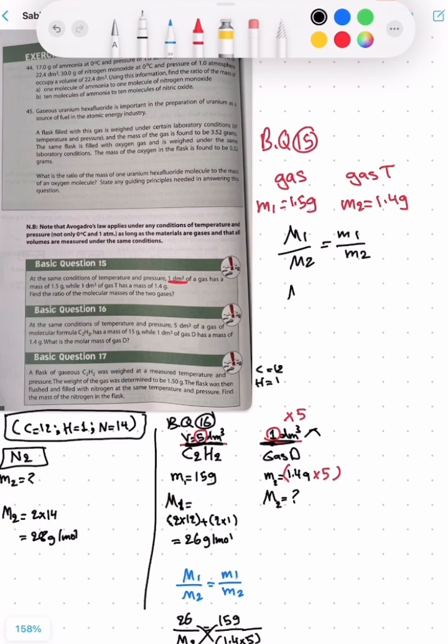It means leave it as a fraction. So M1 over M2, just substitute mass 1 and mass 2. Mass 1 was 1.5 grams, mass 2 was 1.4 grams. That's it. Done. This is the ratio of the two molar masses.